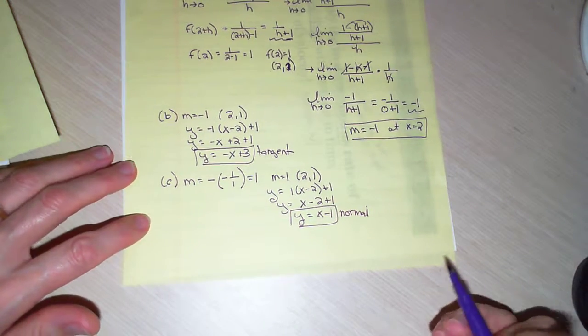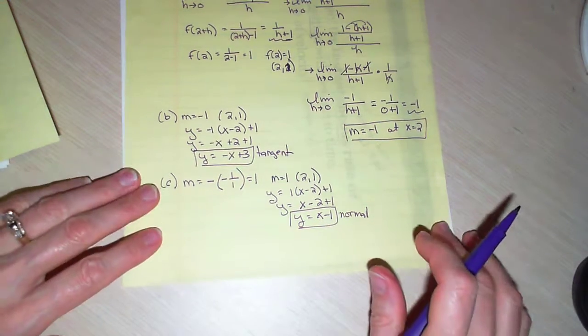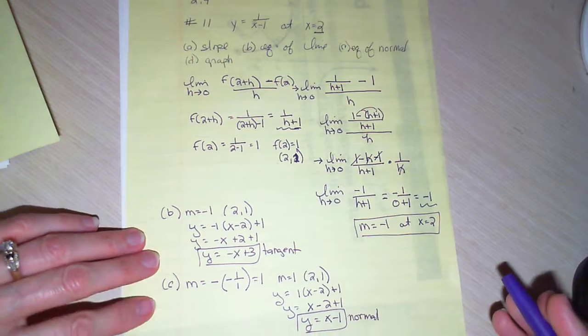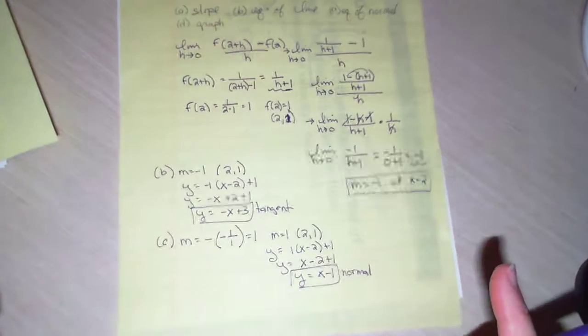And then part D was just to graph it. So this is a very typical 2-4 problem, even in the early parts of chapter 3. This is what these problems will be looking at.